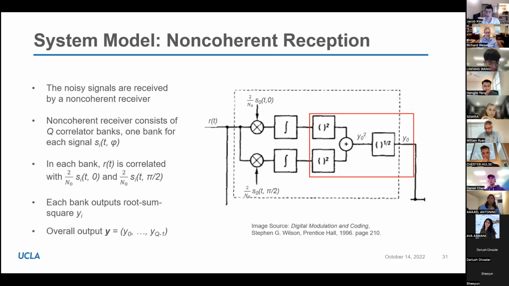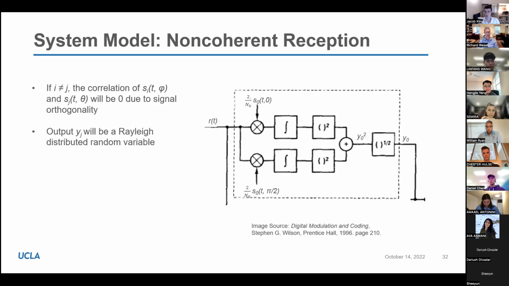Doing this for all correlator banks results in an output vector y, consisting of one output y sub i for each correlator bank. In the absence of coding, these magnitudes are then used to make a decision on what symbol was sent. However, since we are using coding, these magnitudes are instead passed as metrics to our decoder.